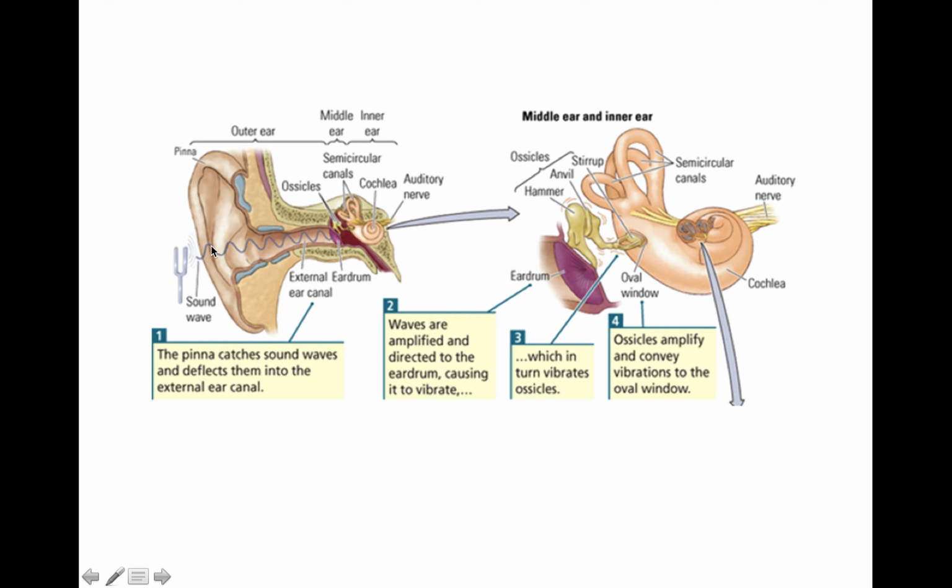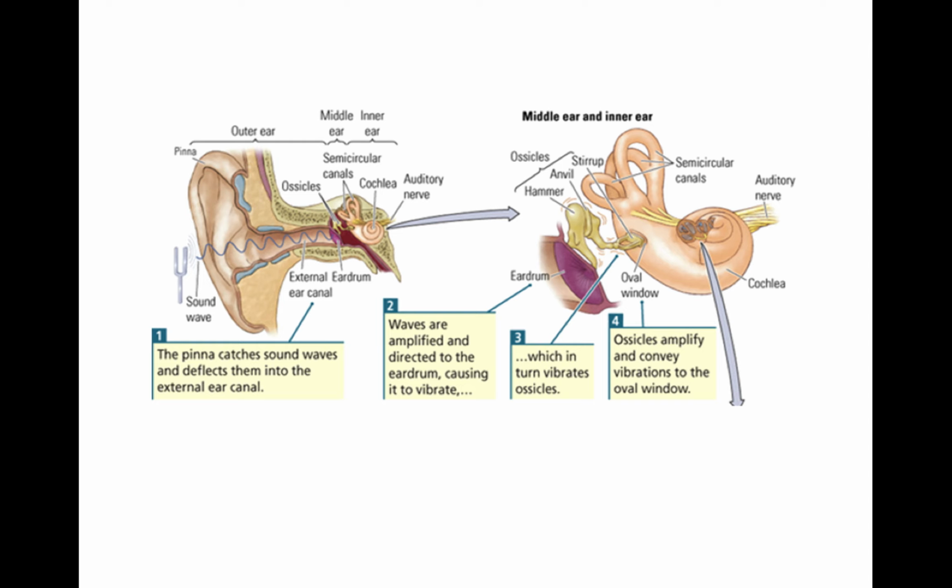Here you see a similar picture and similar information as what we just went over. So let's go over it. The pinna catches sound waves and deflects them into the external ear canal, the auditory canal right here. Waves are amplified and directed to the eardrum, causing it to vibrate. In turn, that vibrates the ossicles. Then the ossicles amplify and convey vibrations to the oval window.